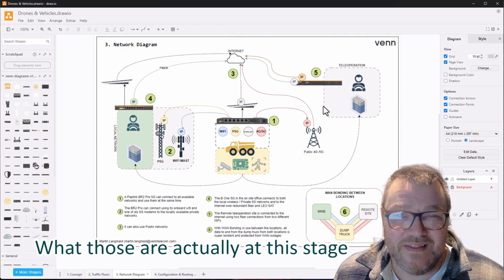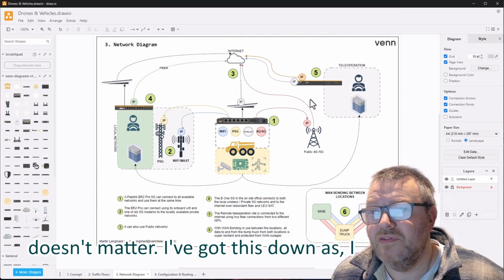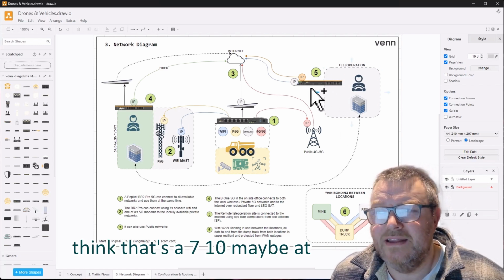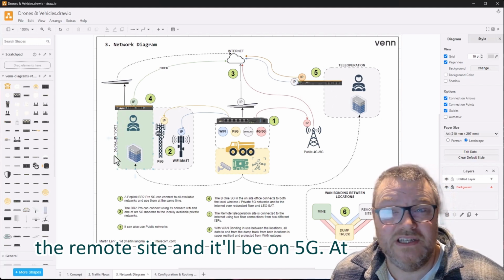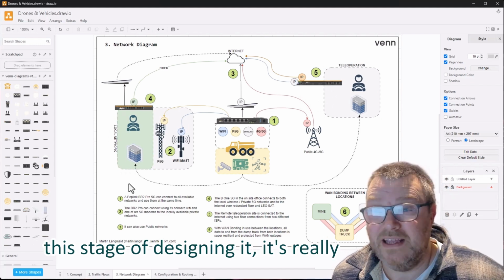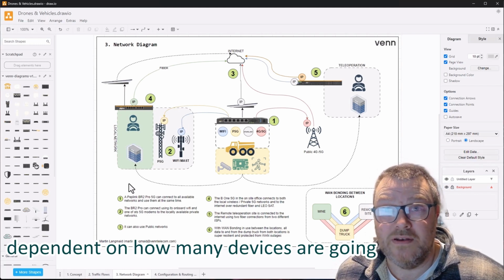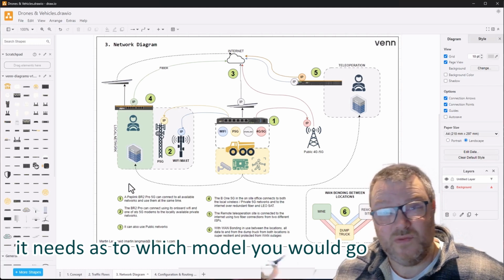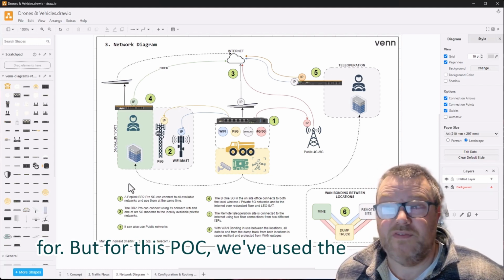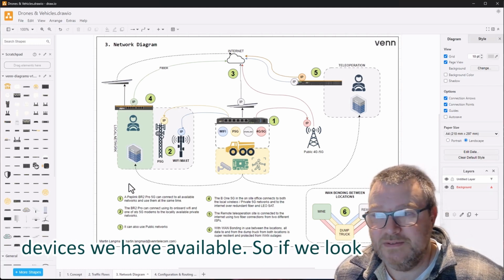What those are actually at this stage doesn't matter. I've got this down as, I think that's a 710 maybe at the remote site, and a B15G. At this stage of designing it, it's really dependent on how many devices are going to connect to it and how much bandwidth it needs as to which model you would go for. But for this POC, we've used the devices we have available.